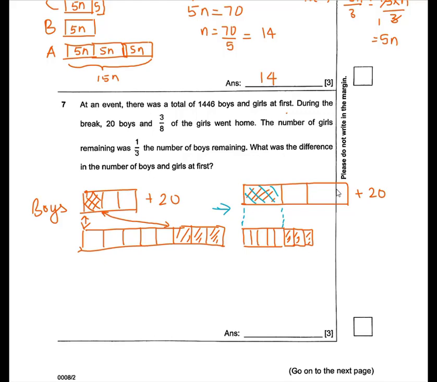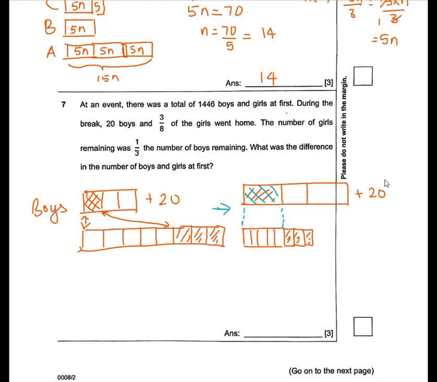So you look at it, there were some boys, 20 left, and girls, 3/8 of the girls went home, meaning if this was the number of girls, I divided it into 8 parts, 3 of them left. So this is remaining. And it says the remaining number of girls is equal to 1/3 of the number of boys left. This is the number of boys left divided into 3 parts. One part of that is equal to the number of girls left. So the question is, what was the difference in the number of boys and girls at first?